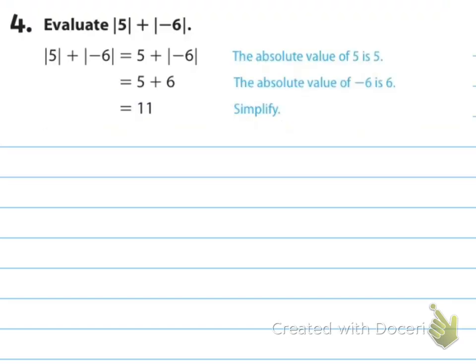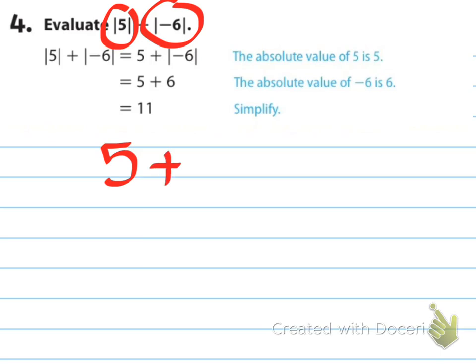Evaluate the absolute value of 5 plus the absolute value of negative 6. First thing we need to do with this is find out what numbers these two terms are. Absolute value of 5 is 5, plus the absolute value of negative 6, which is positive 6. Again, absolute value is how far away from 0 they are. Absolute value of 5 is 5. Absolute value of negative 6 is positive 6. And when we add those two together, we get 11.